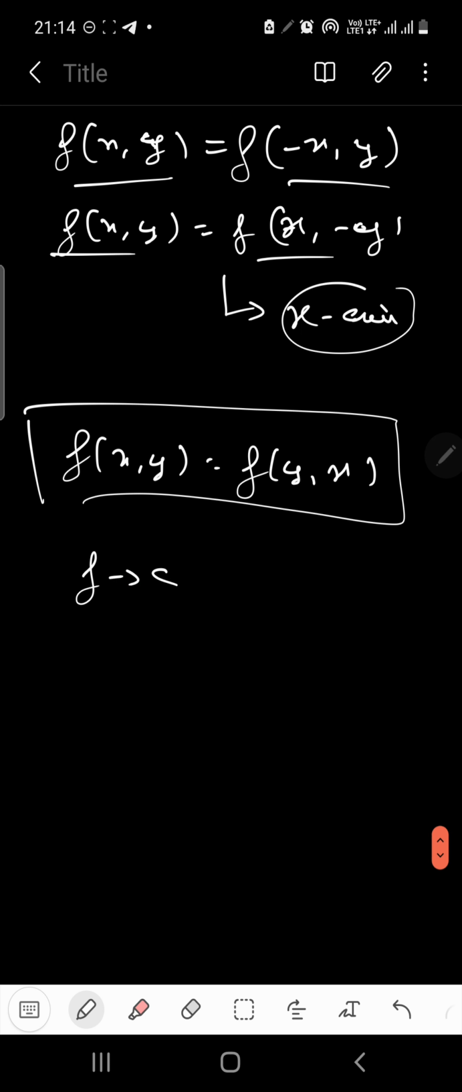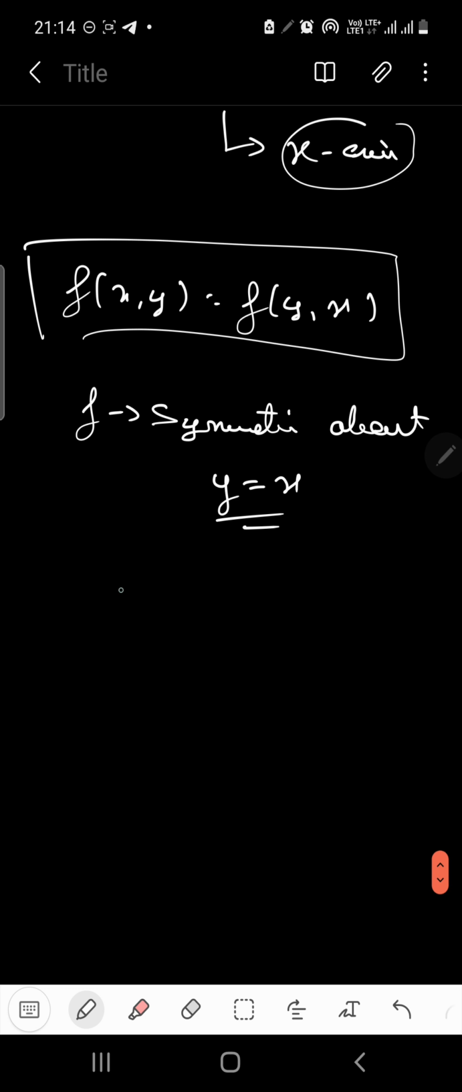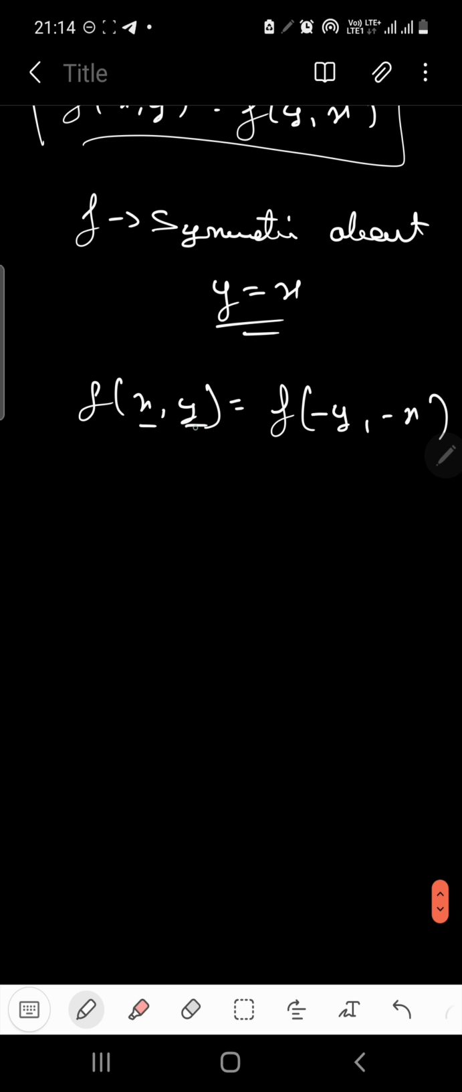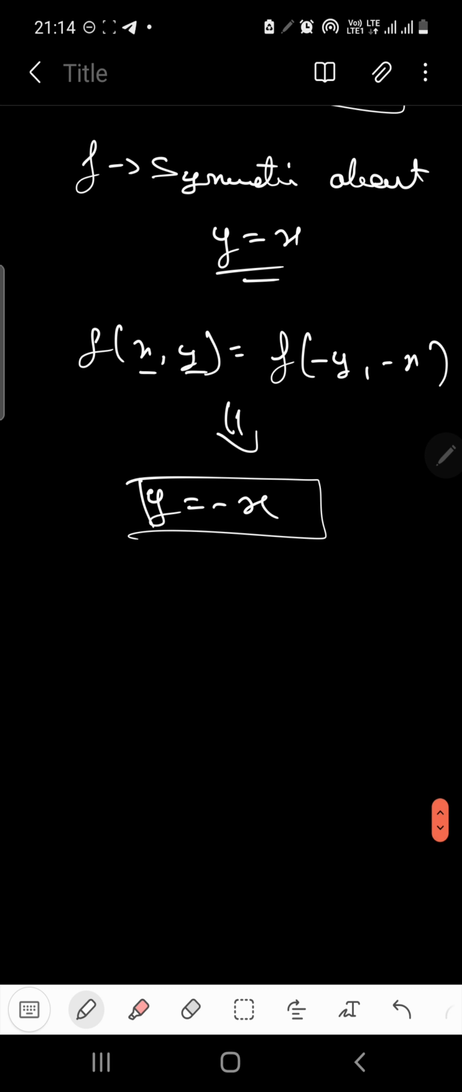Then f will be symmetric about the line y equals x. Further, if you have f(x,y) equals f(-y,-x), so you have interchanged the positions of x and y with y and x, and you have interchanged the sign too, then what will happen? This will be symmetric about the line y equals minus x. Clear?